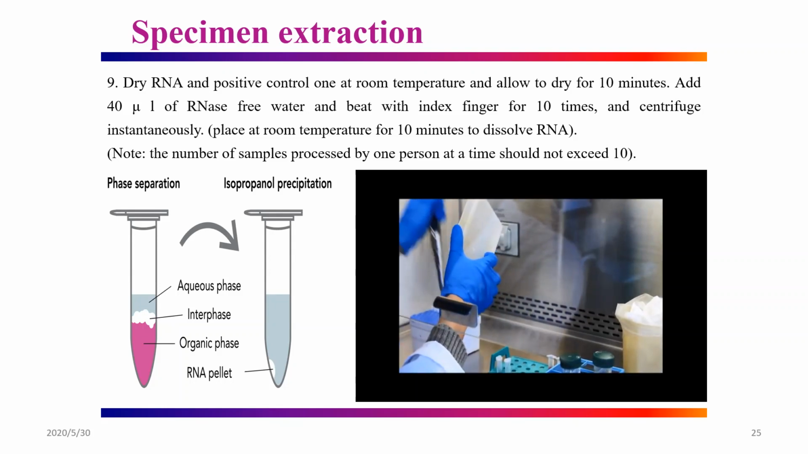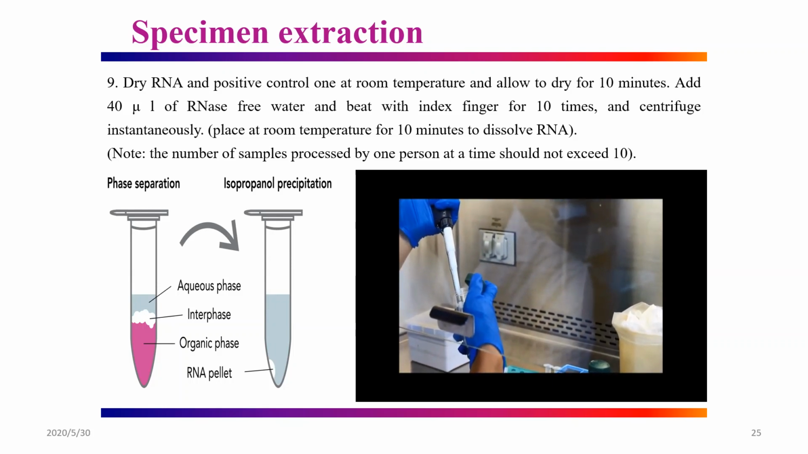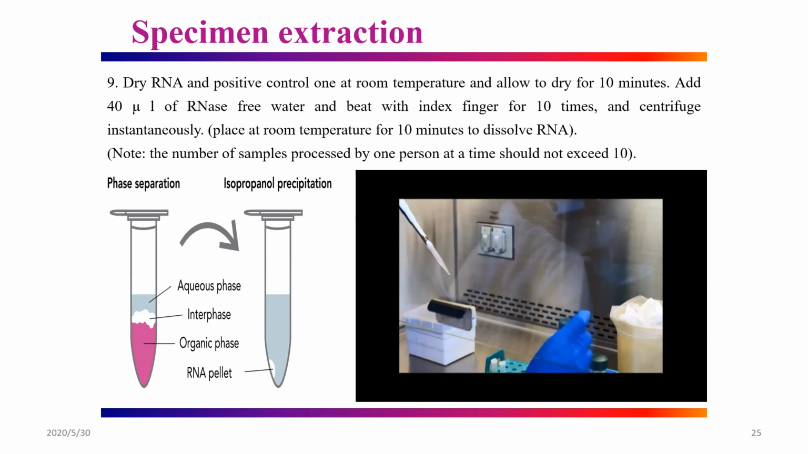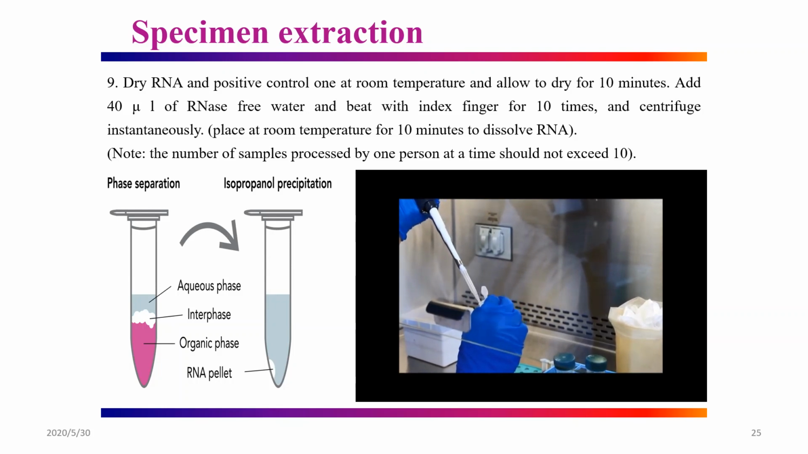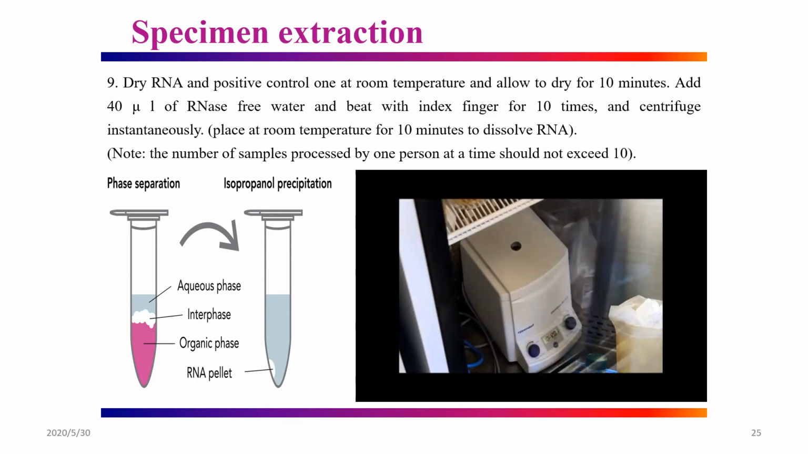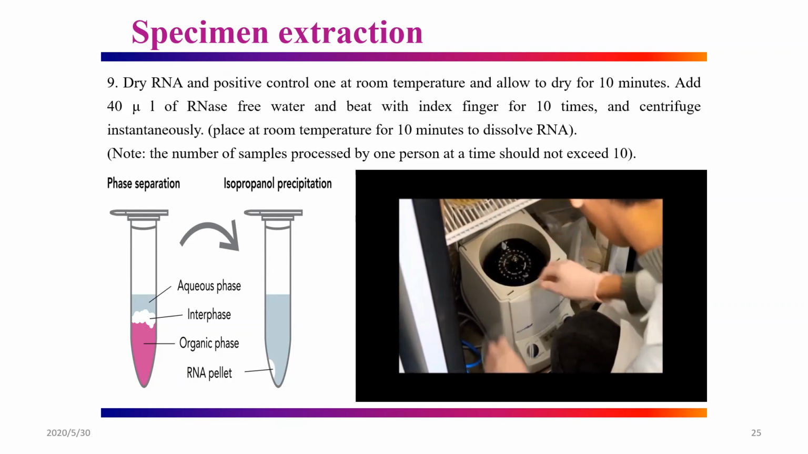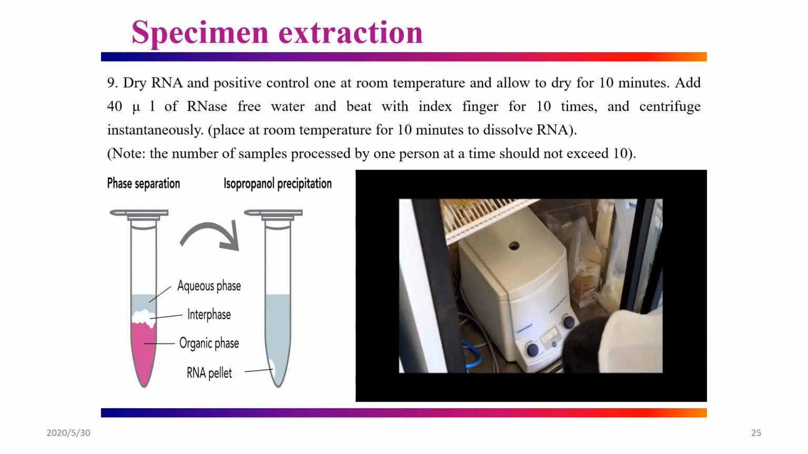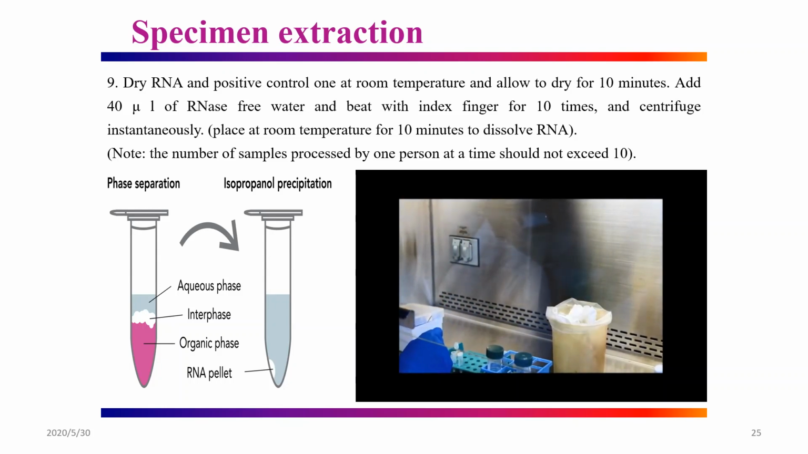The next step is the RNA precipitation step. 100% isopropyl alcohol is added and incubated for 10 minutes. Then there is another centrifuge step at 12,000 G for 10 minutes at 4 degrees Celsius. The final step is the RNA wash step. The supernatant is removed and the pellet is washed with 75% ethanol.